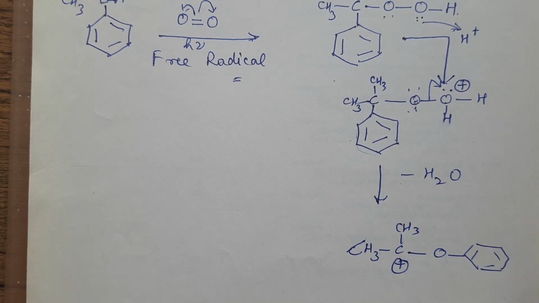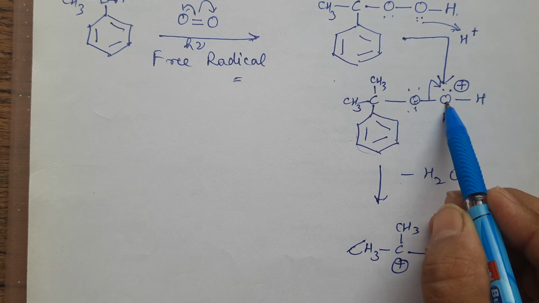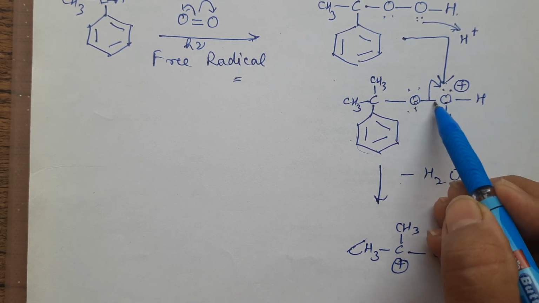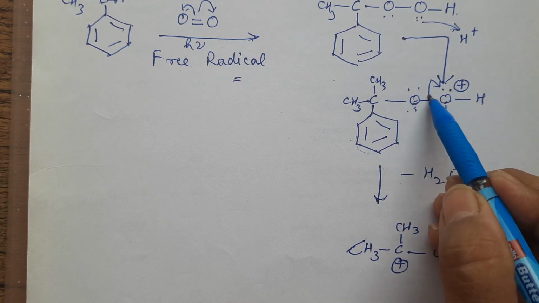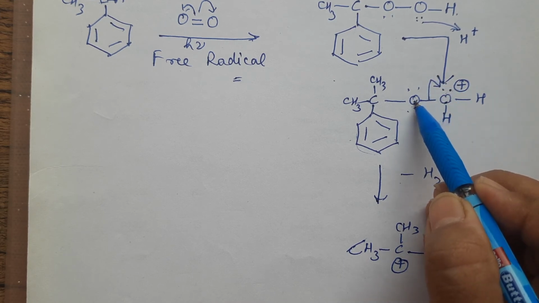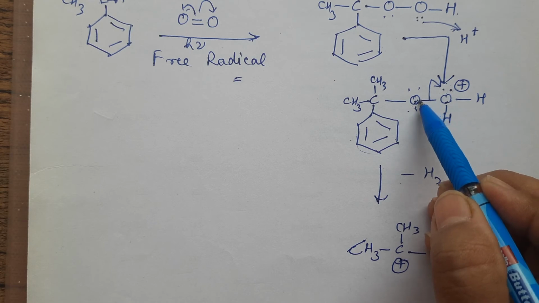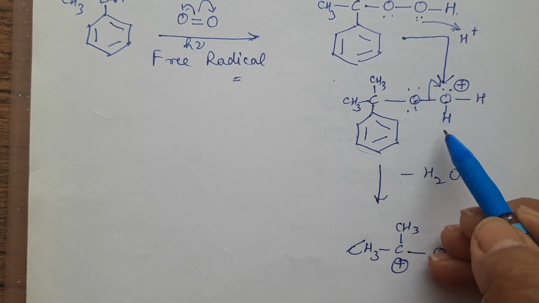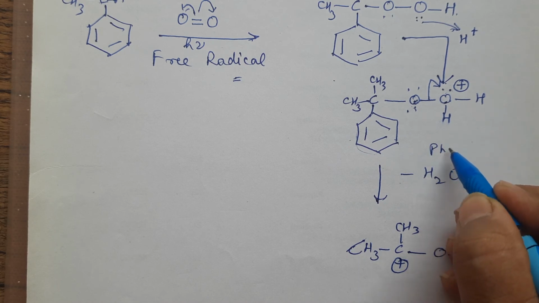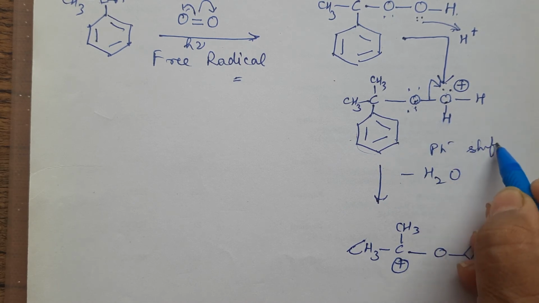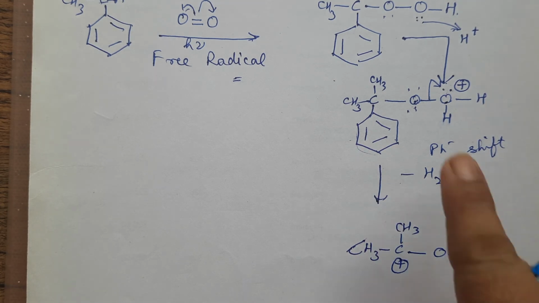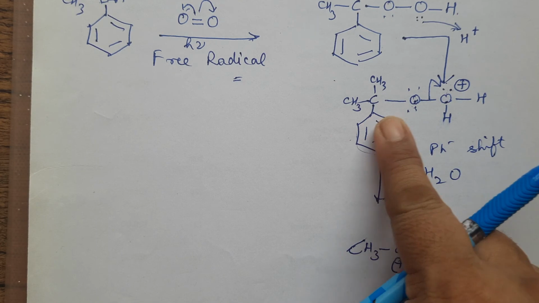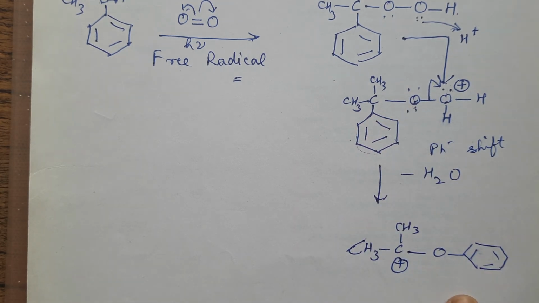Just see here. This oxygen had three bonds, so it was not stable. It tries to take this bond from here. When this goes here, this oxygen will get a positive charge. When it gets positive, it is again not happy. So then the phenyl shift happens here. When the phenyl shift occurs, all I am doing is writing this phenyl here and removing this as water. Instead of this phenyl, I have written it here. That's it, I have done.